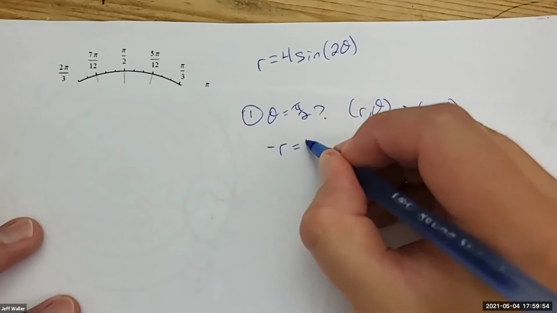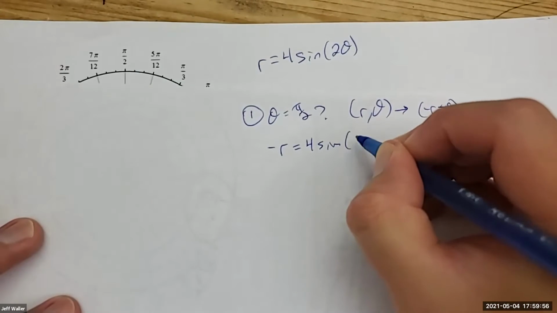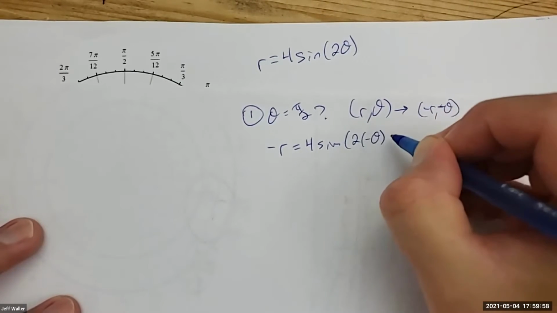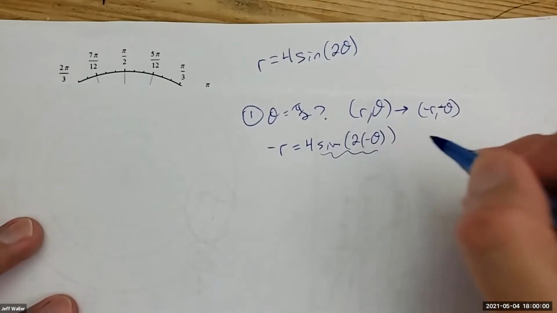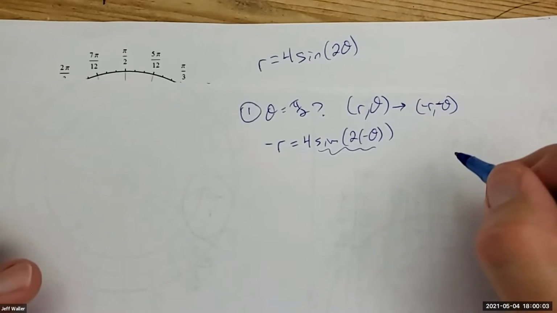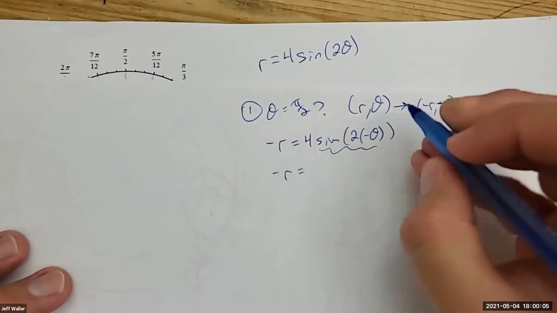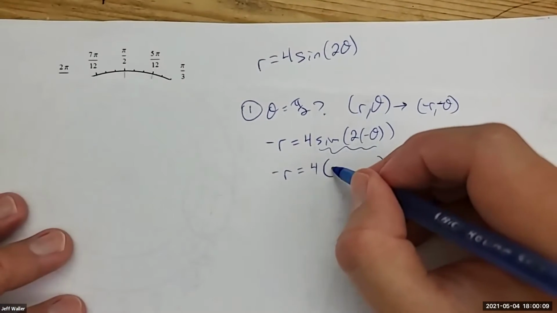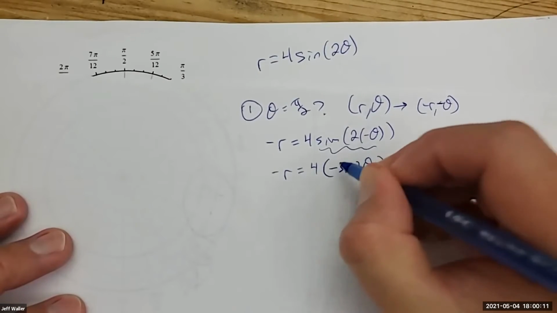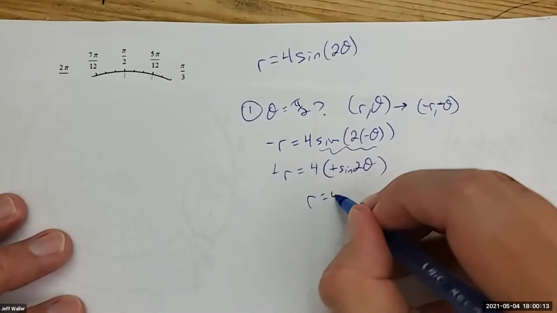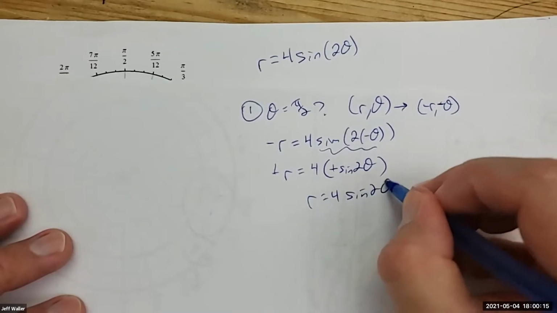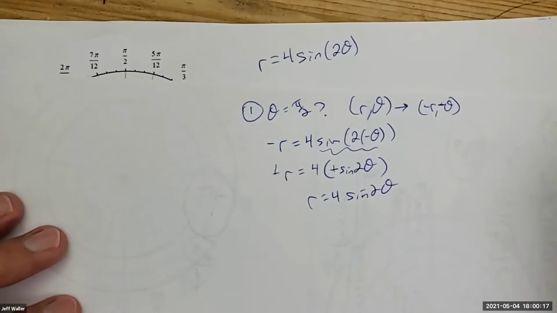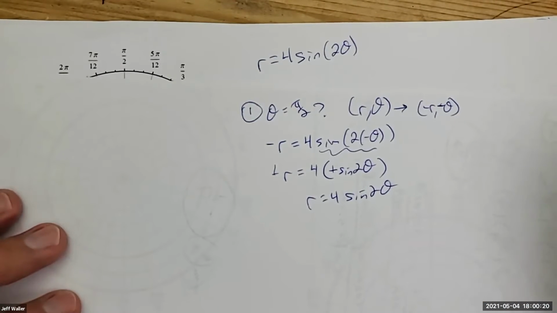Yes. Yeah, because what's the sine of a negative angle? Yeah, the negative comes out. So the negatives would cancel, so I do end up with the same equation. Is that cool? You guys with me? All right, we should be able to expect that.